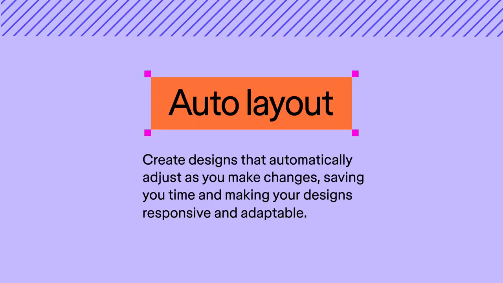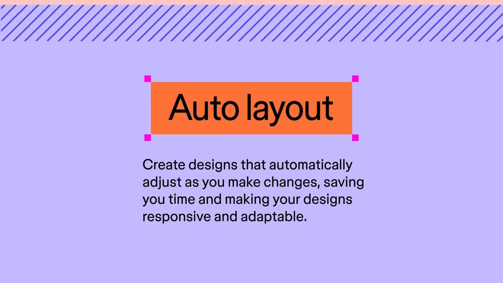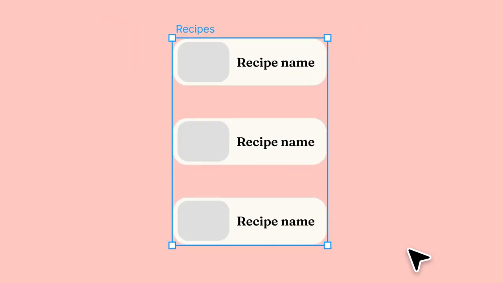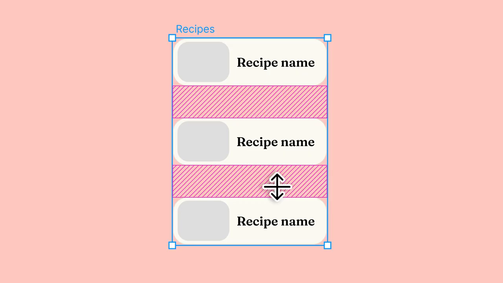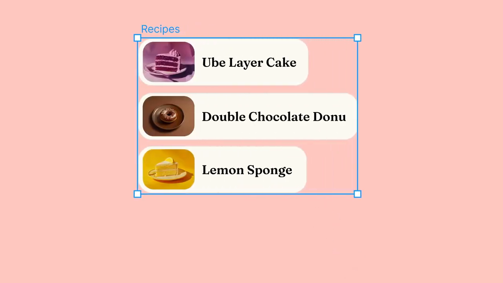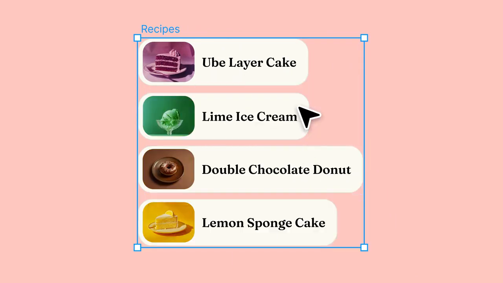Auto layout helps you create designs that automatically adjust as you make changes, saving you time and making your designs responsive and adaptable. You can apply auto layout to frames to turn them into flexible containers that allow you to organize design elements, adjust the spacing between them, and quickly insert new content into existing designs.